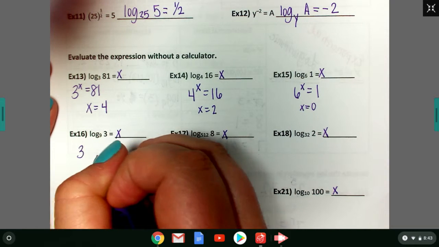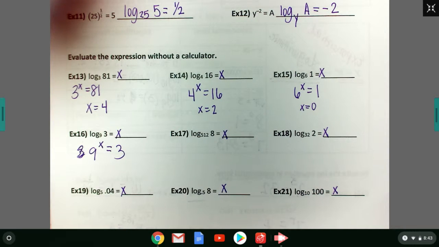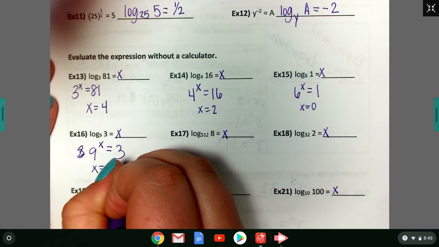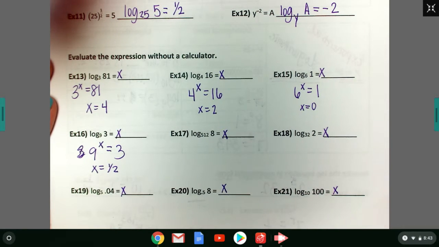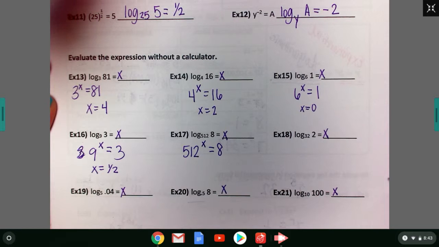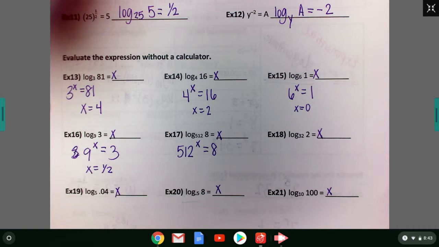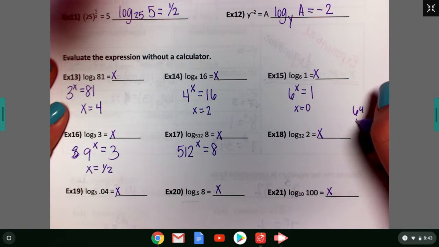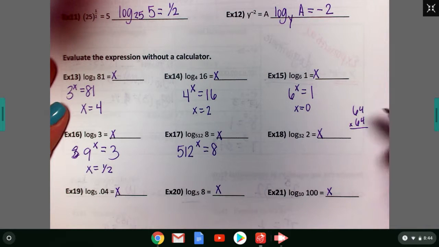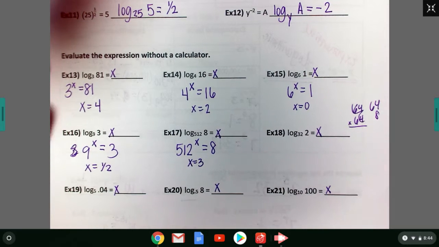And this one, 9 to the x equals 3. Well, the square root of 9 is 3, so that means x would have to be a half. Next one, 512 to the x equals 8. We were told not to use a calculator. Holy cow, I'm going to bet that this is 64 times 8. We can do some side work to check me, but I'm telling you that's going to work out. So 64 times 8, that's 8 to the third. So x equals 3 in that case.